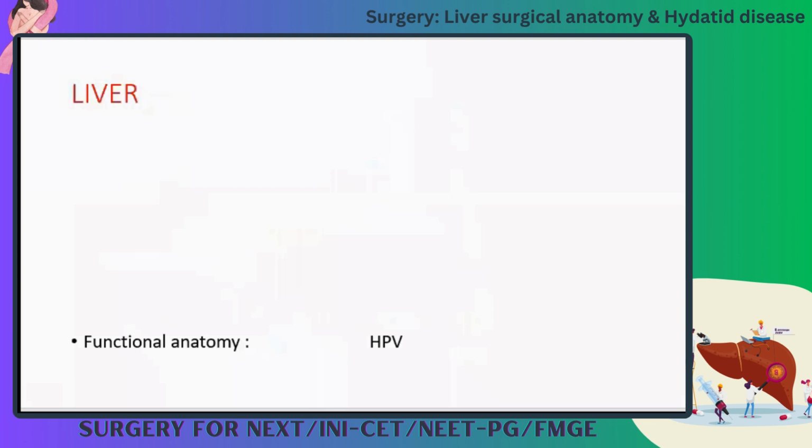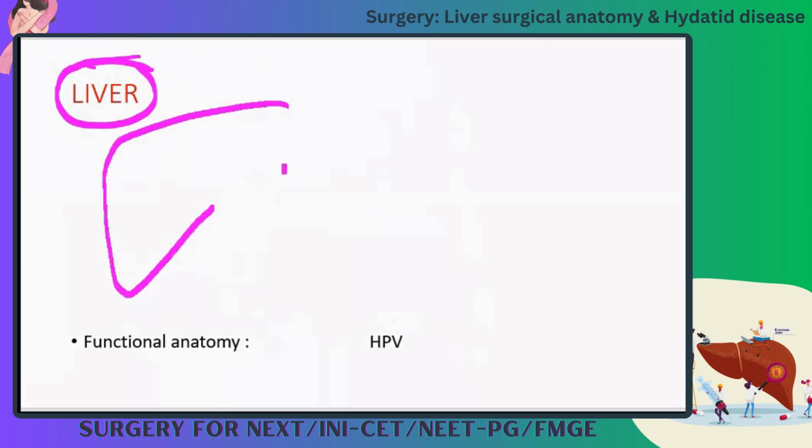Okay, then we'll move on to the next topic, which is the liver. So, any idea about the anatomy of the liver? It is located in the right upper quadrant. Okay. Then it has 8 segments. Okay, 8 segments. See, until now, whatever you're telling is clinical anatomy.